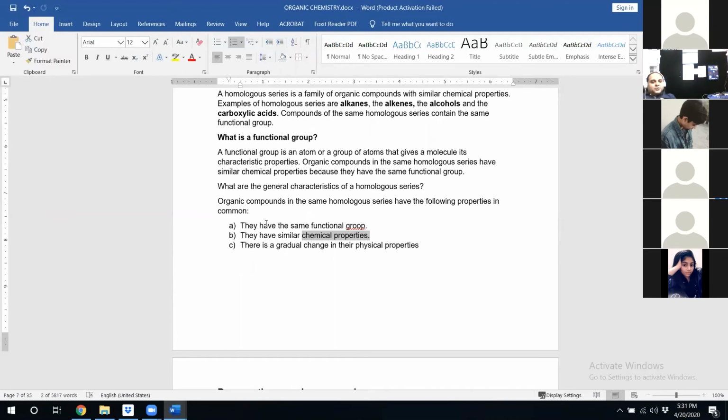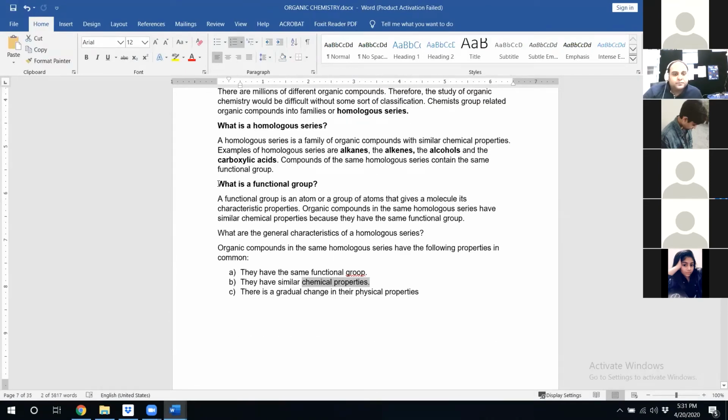So now let's come to what is a functional group. A functional group is an atom or group of atoms that gives a molecule its characteristic properties. Organic compounds in the same homologous series have similar chemical properties because they have the same functional group. So the most important thing is, if a compound has to be classified, the first thing we need to see is what is its functional group.